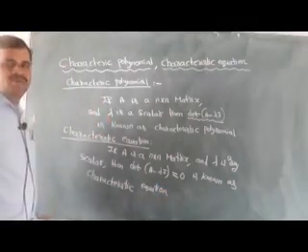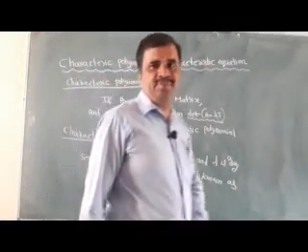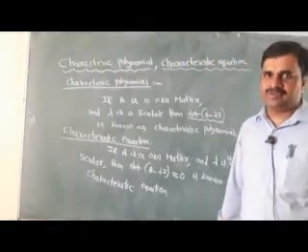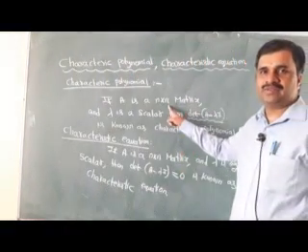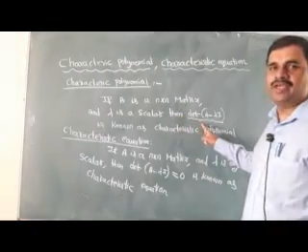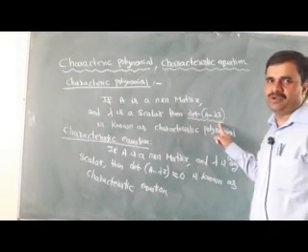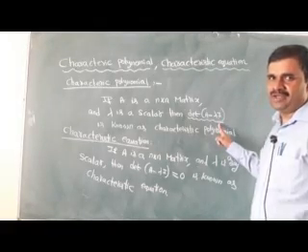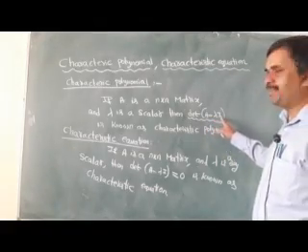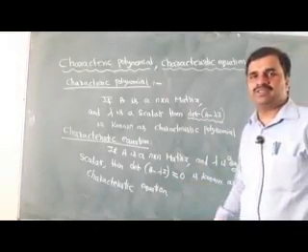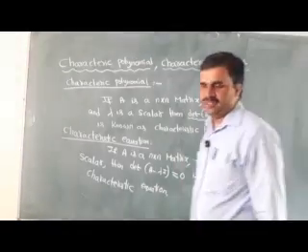So, very simple. Characteristic polynomial and characteristic equation. If A is an n by n matrix, then the determinant of A minus lambda I is known as the characteristic polynomial, and if the determinant of A minus lambda I equals 0, it is known as the characteristic equation. Just come and copy it.